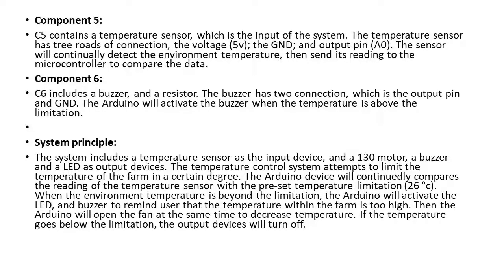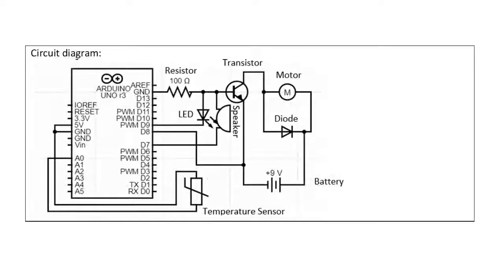Then the Arduino will turn on the fan at the same time to decrease the temperature. If the temperature goes below the limitation, the output devices will turn off. Refer to the construction detail in the circuit diagram.